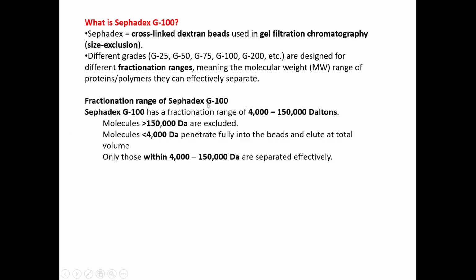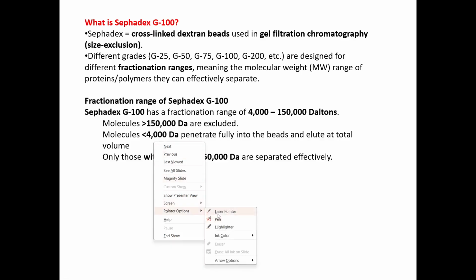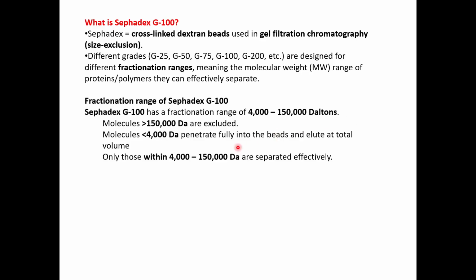So the fractionation range of your Sephadex G100 here specifically has a range of 4,000 to 1,50,000 Daltons. So anything in between 4,000 and 1,50,000 Daltons, you can use G100 and easily separate them. Molecules greater than 1,50,000 Daltons are basically excluded because they won't enter the pores, and molecules less than 4,000 Daltons can penetrate completely inside and will come out at the end. So only those within your 4,000 and 1,50,000 are separated effectively.